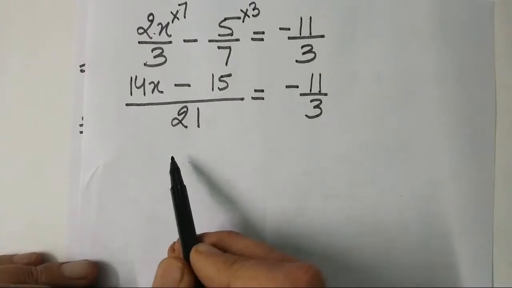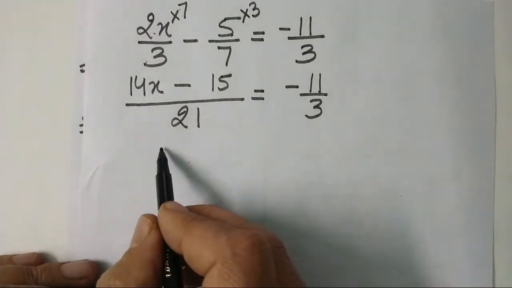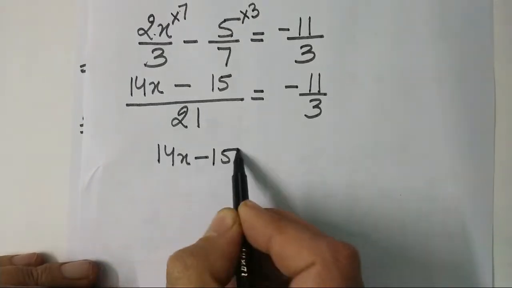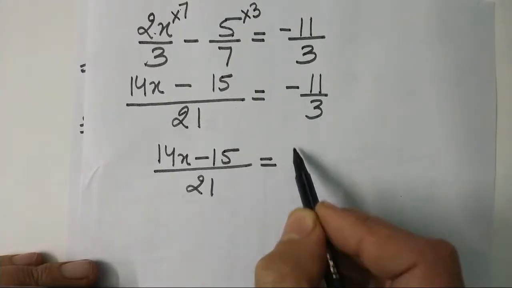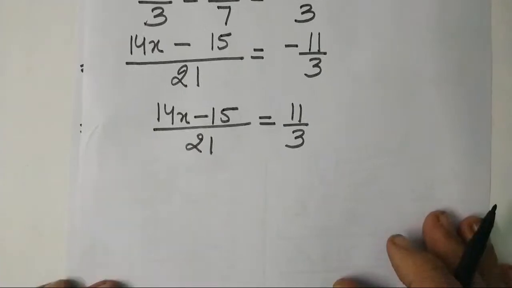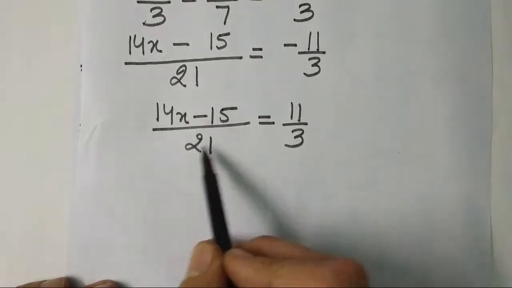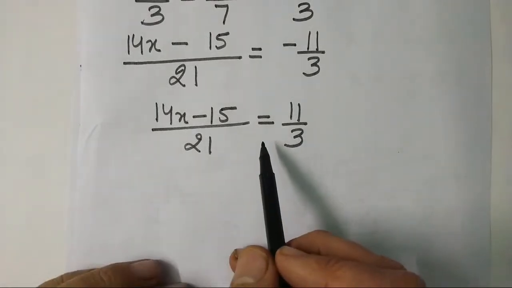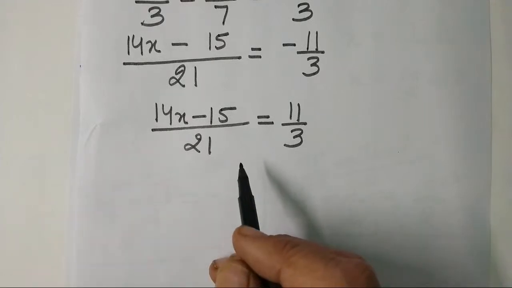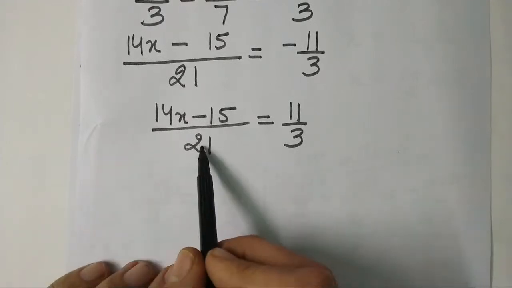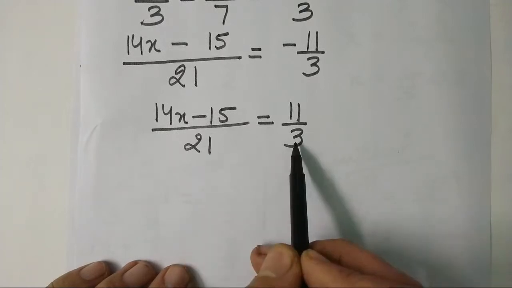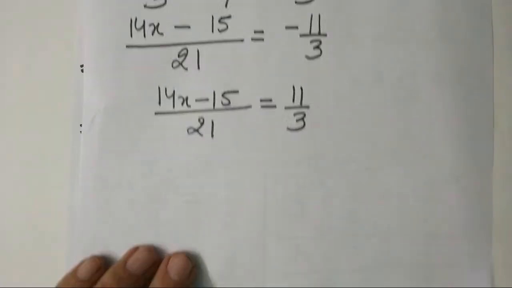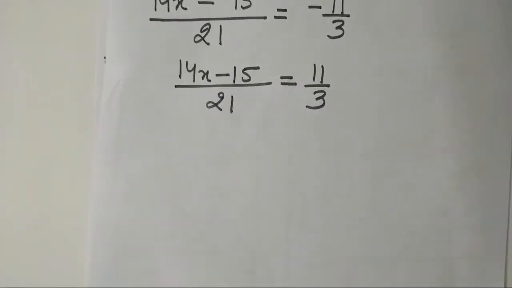Now after this, what will you do? You all know, you will cross multiply. Now when you cross multiply, what happens? 14x minus 15 upon 21 is equal to 11 upon 3. Now when you cross multiply, 3 will come here and 21 will multiply. Before you cross multiply, you have to check how we can solve it, because you can't solve it in a slow way. If you want to solve it fast, see if both the denominators are divisible. Here it is 21 and here it is 3. So you know 3 can divide 21. Now this question can be solved in the normal method.